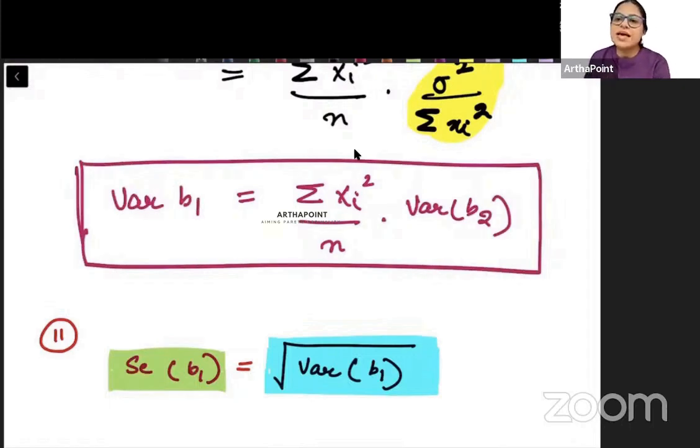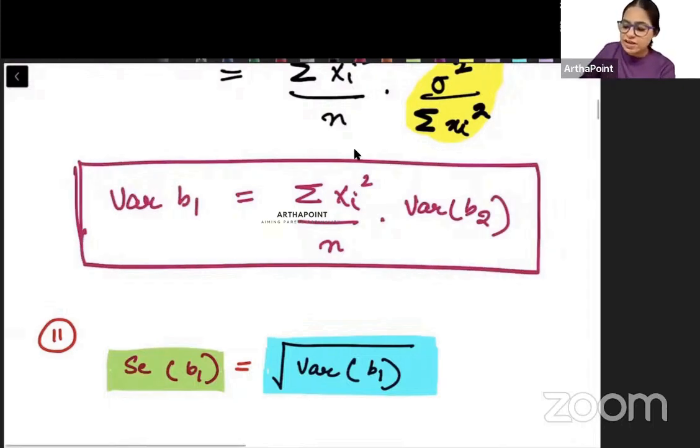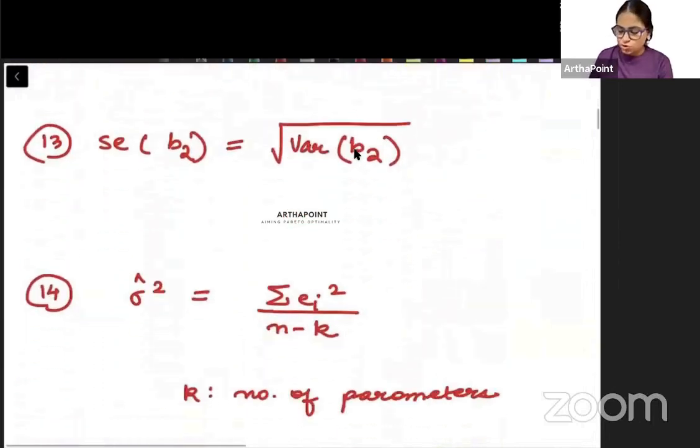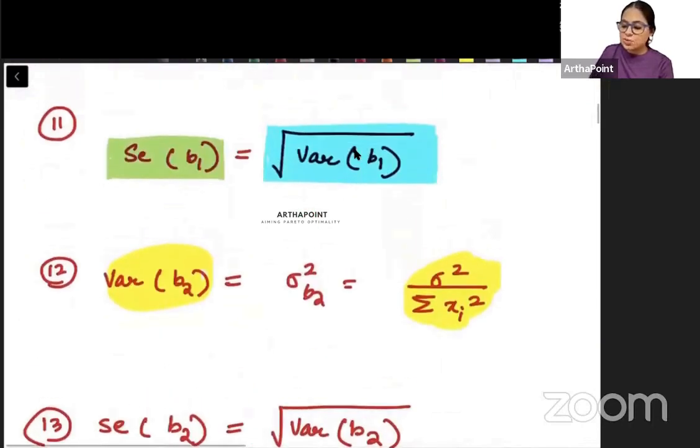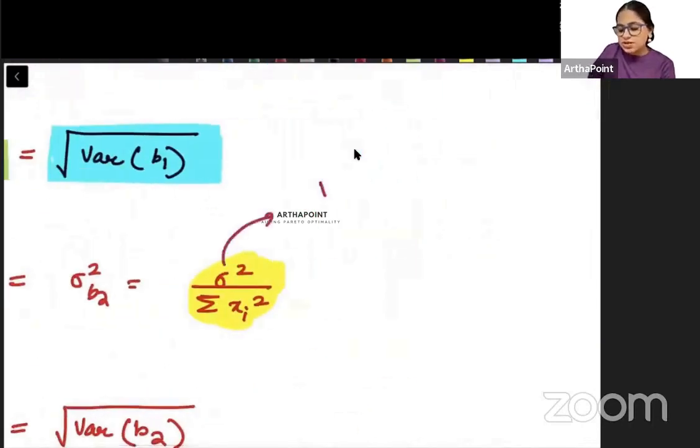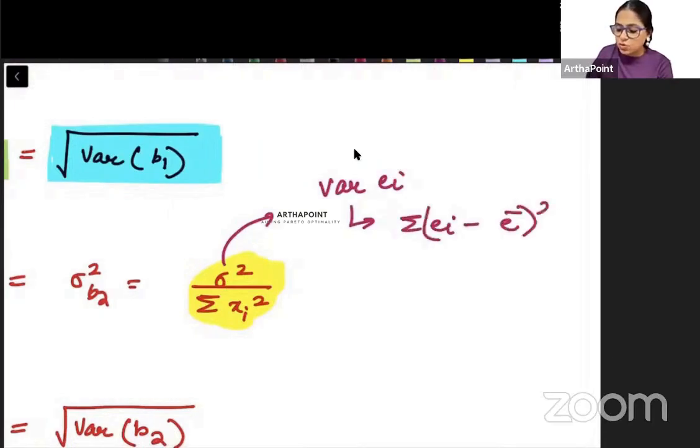So sometimes in exam they ask you what happens when variance of B2 increases. Simple है, अगर B2 का variance बढ़ेगा तो B1 का variance automatically बढ़ेगा. It will also increase. This can be asked as an important question. ठीक है. Now we ask about how to find sigma square. और ये sigma square है क्या? So this sigma square is actually the variance of the error term. The variance of error term can be written as summation ei minus e bar whole square divided by n minus k.